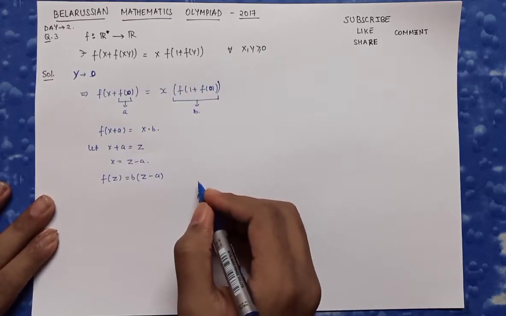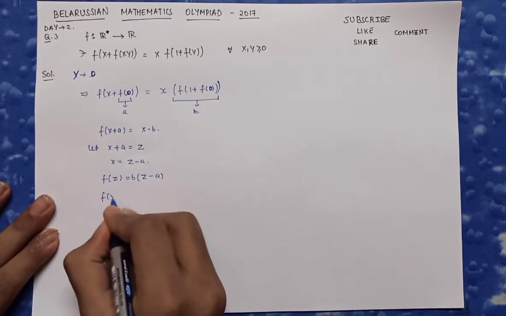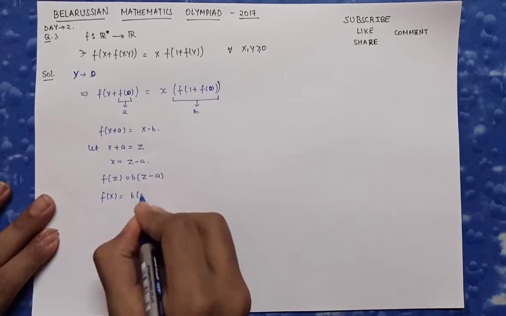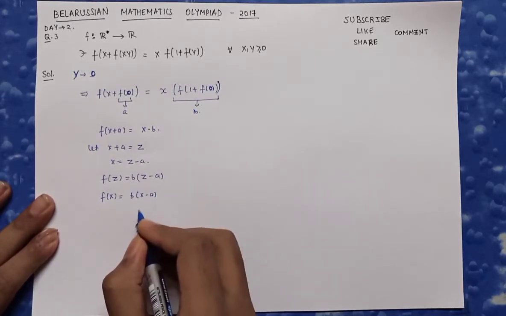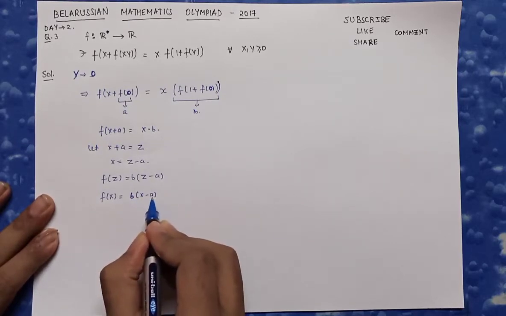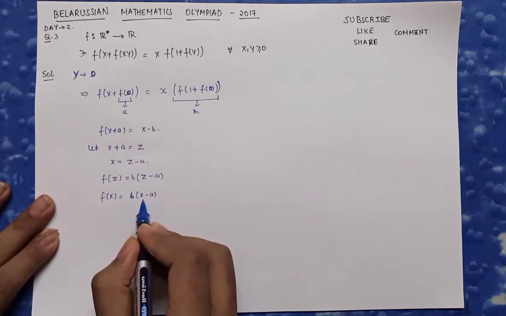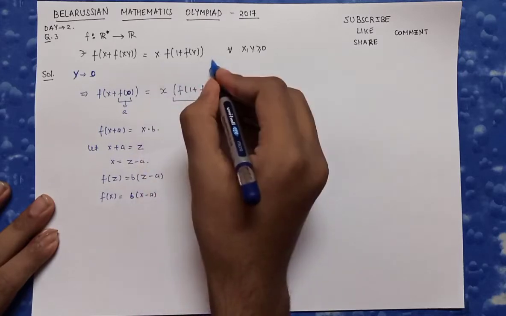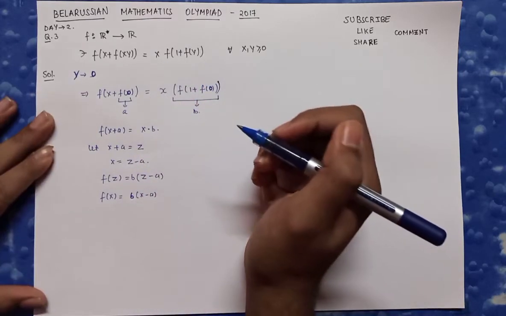So I can write it in terms of x as well: b(x - a). Now to find the values of b and a, because we have two variables, b and a, we are going to substitute this function into our mother equation which we have got in the question. So let's do it quickly.